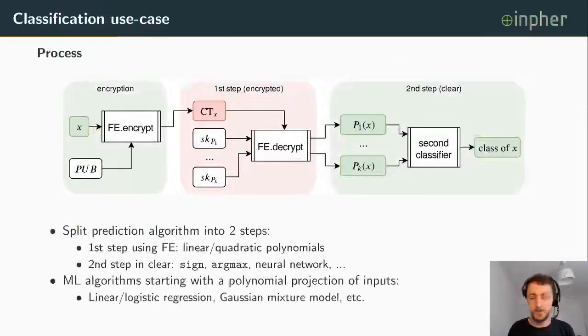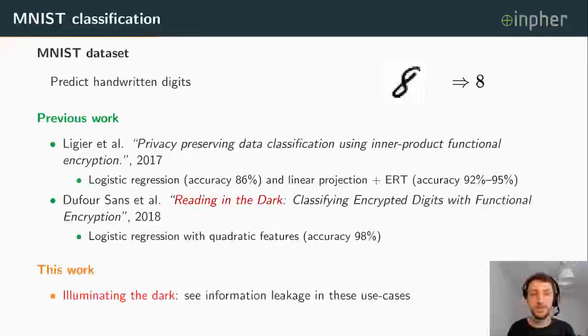So in this work, we are going to study what is the information leakage in this type of use cases. Because as you can imagine, using functional encryption, we reveal not only the class of the digit, but we reveal also the polynomial projection, a linear or quadratic polynomial projection of the input data. So we want to see what is the additional information we can reveal in this type of use cases.